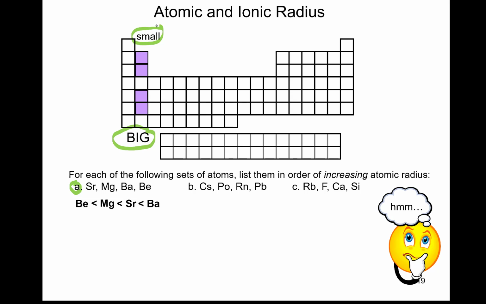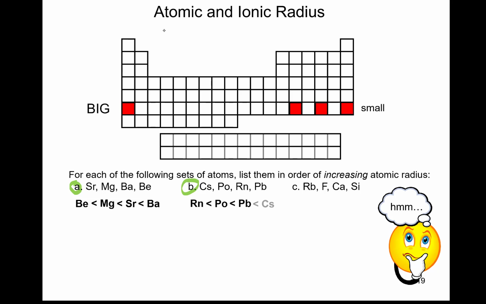Let's look at the next set, group B: cesium, polonium, radon, and lead. Pb is lead, by the way. So here's cesium, polonium, radon, lead. They all were highlighted in red on the periodic table above. So we know that as we go across the period, atomic radius gets smaller. So the one on the left is cesium, that's the biggest, and the one on the right is radon, that's the smallest. So radon is first, then polonium, then lead, then cesium.